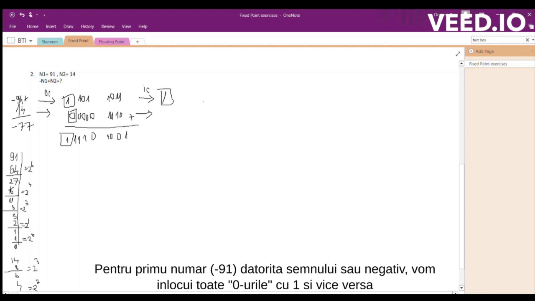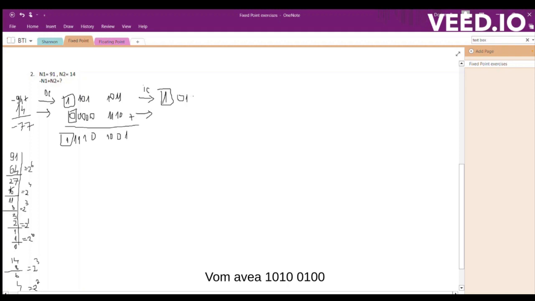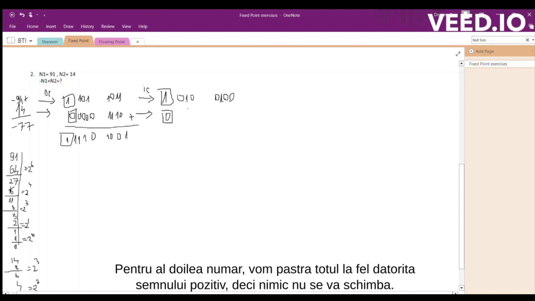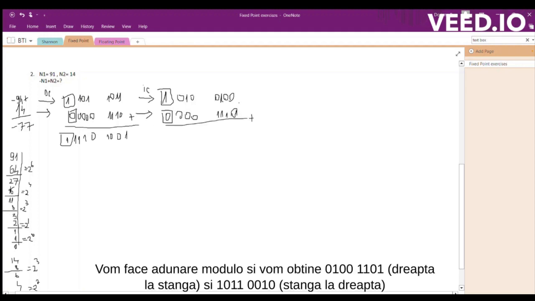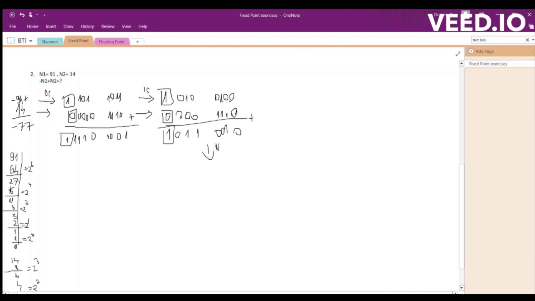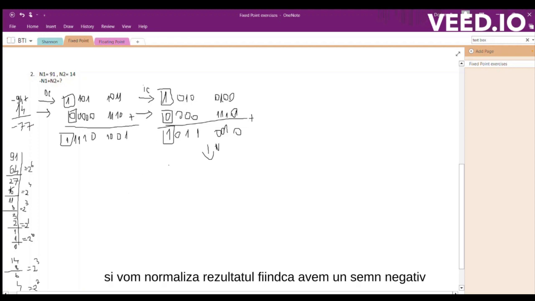negative number, we will replace all the zeros with 1s and all the 1s with zeros. So we will have 1, 0, 1, 0, 0, 1, 0, 0, and then for the second number, we will keep the same number because it's positive, so nothing changes. 0, 0, 1, 1, 1, 1, 0. So we will do the addition, and we get 0, 1, 0, 0, 1, 1, 0, 1, and we will normalize the result because we have a negative sign. So we keep the sign, and we replace all the zeros with 1s and all the 1s with zeros.